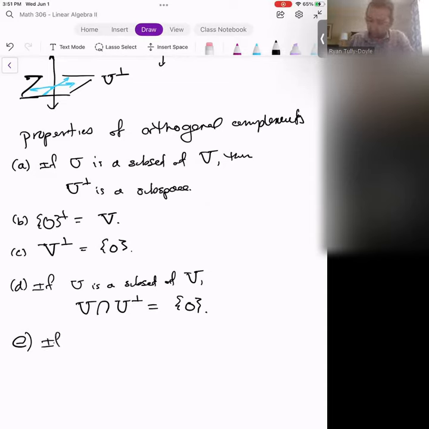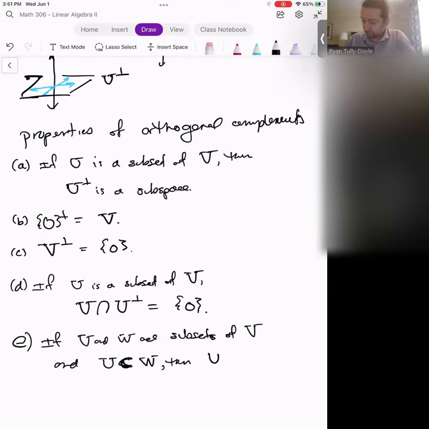If U and W are subsets of V, and U is contained in W, now I'm using the subset symbol here, then the perp of W is contained in the perp of U. So once I take the orthogonal complement, I get larger. And the logic there is that if I start with a smaller number of points, more things will be perpendicular to them.